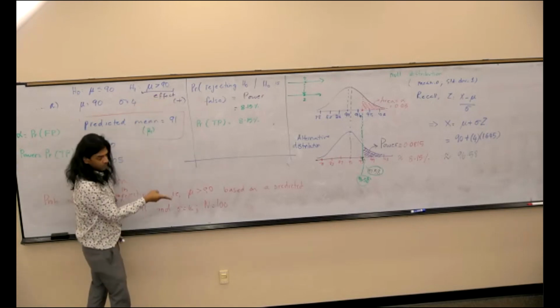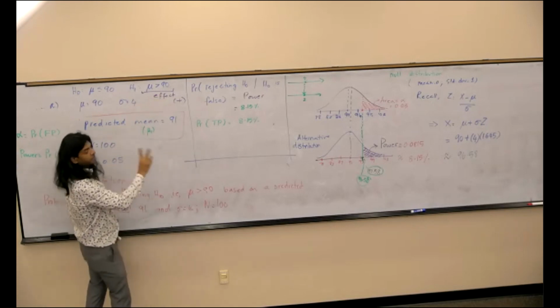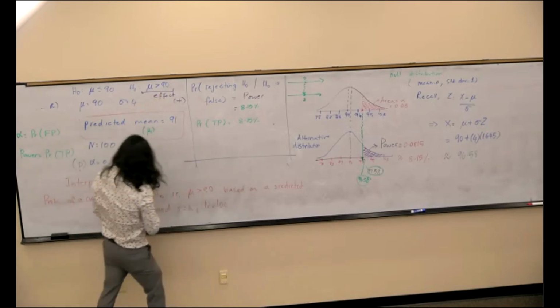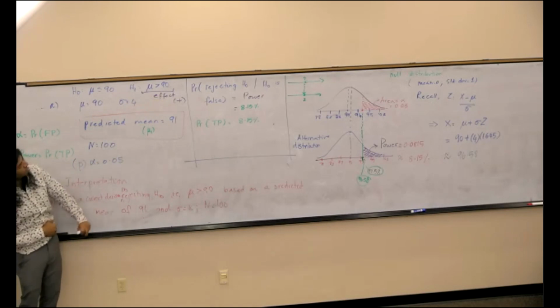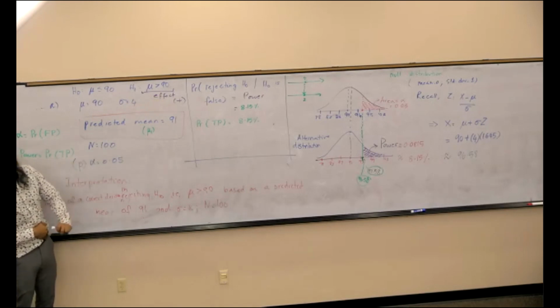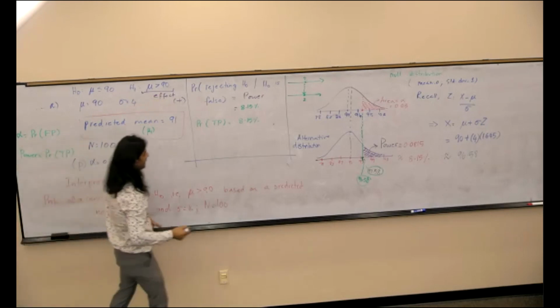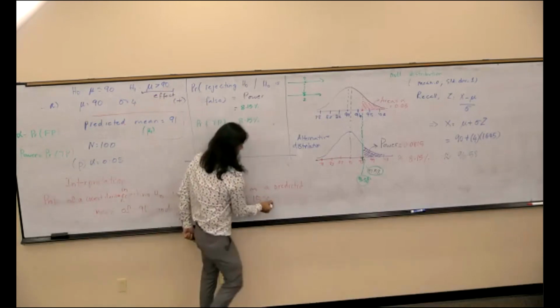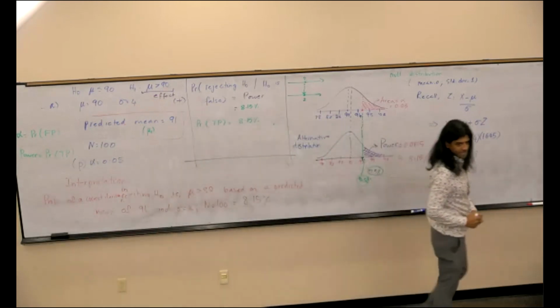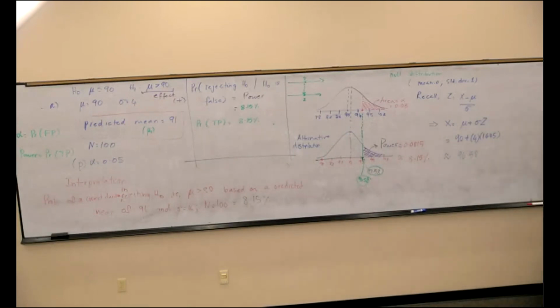So the probability of the correct decision in rejecting the null, that is, you're saying that there is an effect, you found a true positive, based on the predicted mean of 91, sigma of 4, and sample size of 100, and the chances of that correct decision is 8.15%. Good. Now I ask you, did you make the correct decision?